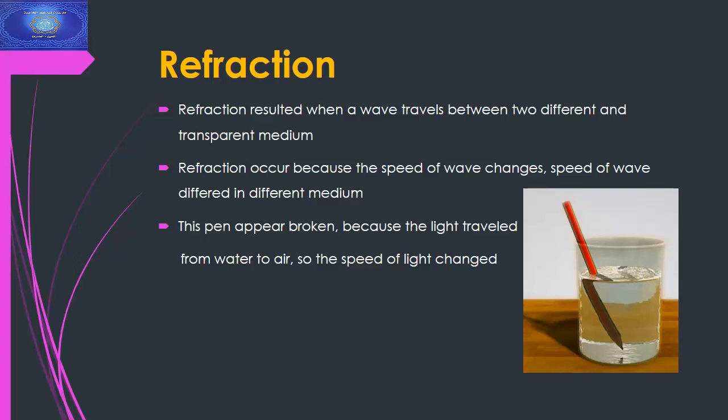In this figure, this pen appears broken because the light traveled from water to air, so the speed of light changed. The speed of light in water is less than the speed of light in air. So the light ray travels from low speed to high speed and the light ray is refracted.